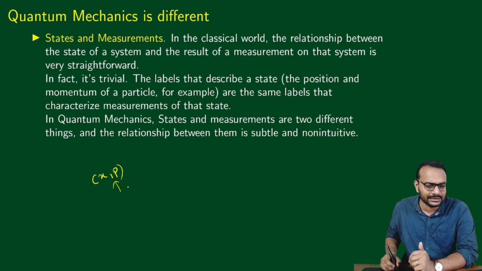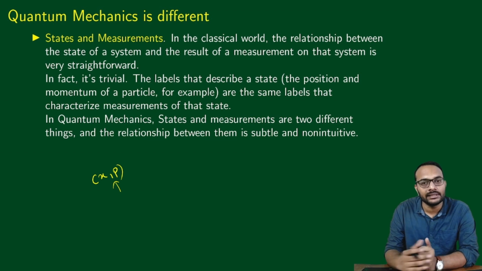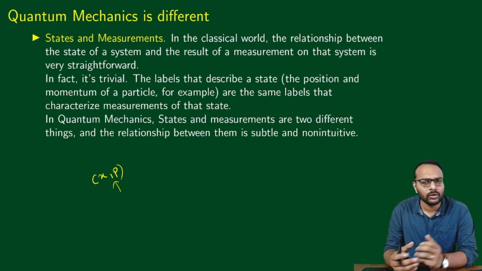So if this is the state of a classical mechanical system, I can ask what's the angular momentum, and then you just take r vector cross p vector. I can ask what's the kinetic energy, just find p squared by 2m. All right, all these things, anything.